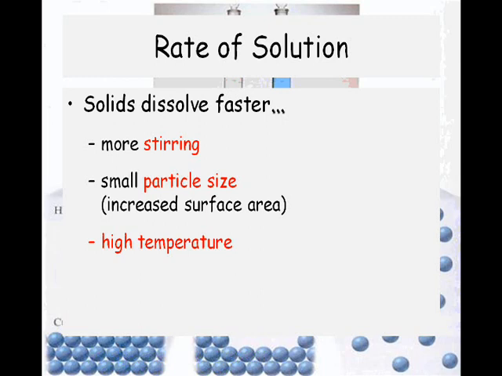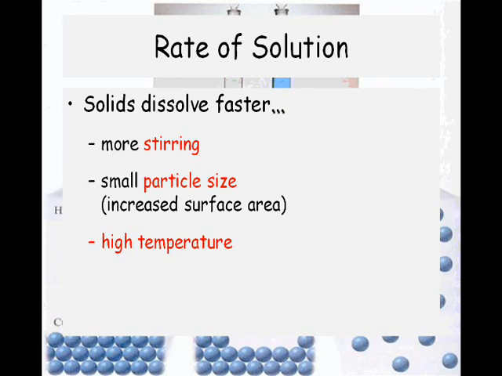Now, this is going to be our last little thing before the end of this video. Solids dissolve faster if you stir more, if you have a smaller particle size, and if you have a higher temperature. Think about it this way: if I have a big cube of sugar, it's going to dissolve slower than if I break up the cube of sugar into granules. That's small particle size. If we increase the surface area by crushing it up, it helps dissolve faster.